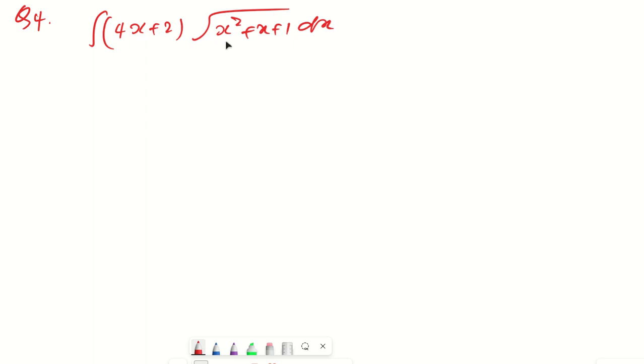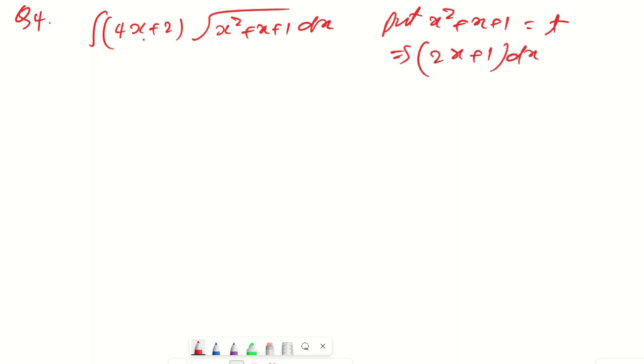Our aim is to understand that x square plus x plus 1 can be replaced by t, so it will give me 2x plus 1. So this will be very similar to my 4x plus 2. So can we do that? So let us say, put x square plus x plus 1 is equal to, let's say, t. Then what do we have? If you differentiate that, 2x plus 1 dx is equal to dt.